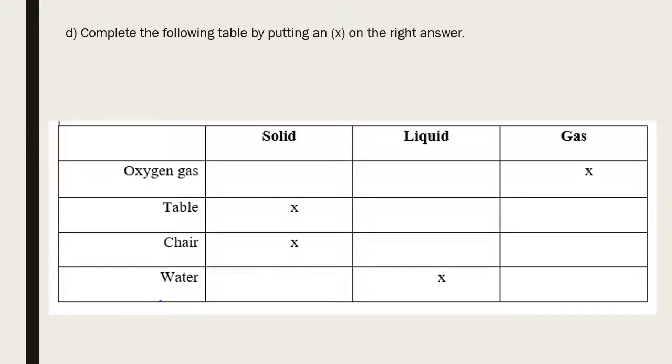Complete the following table by putting an X on the right answer. So oxygen, this is really easy, we've done this. Oxygen gas, it even says gas, so it's a gas. Table is a solid, and chair is a solid, and water is a liquid. Okay, this is just to refresh our memories a bit.